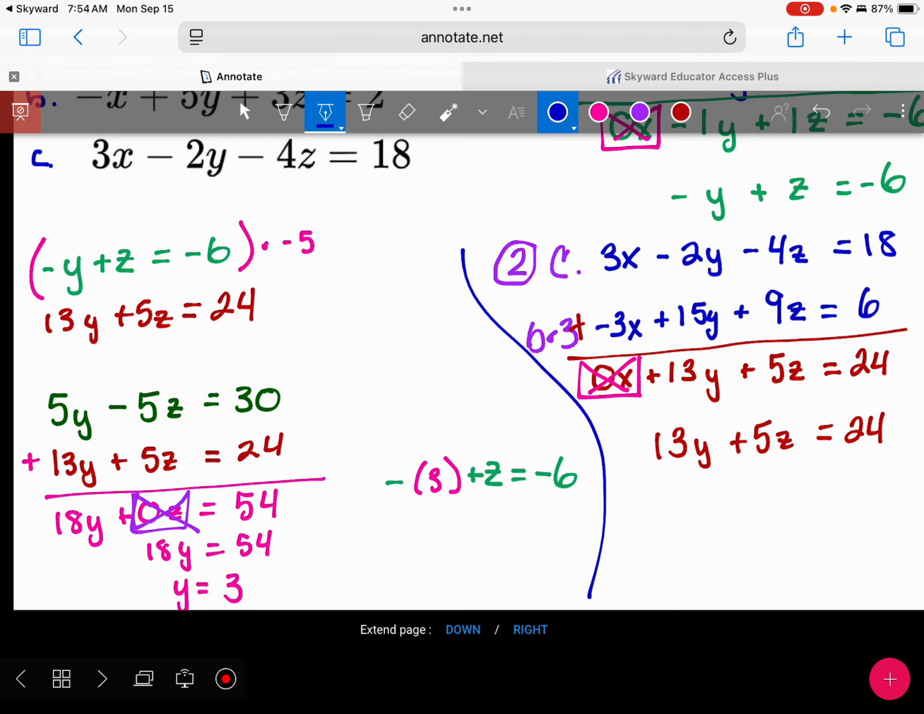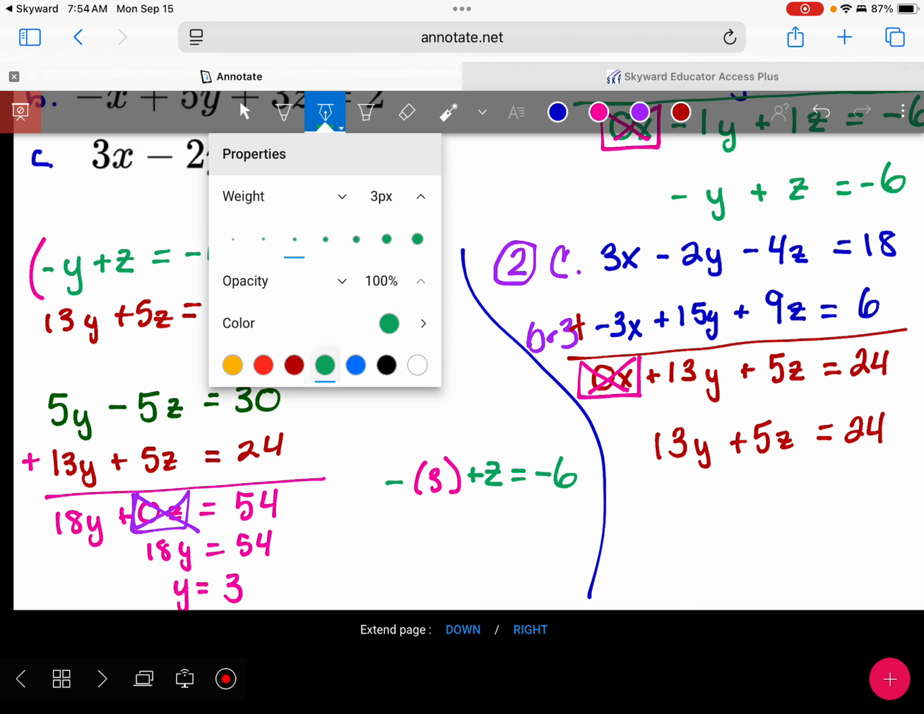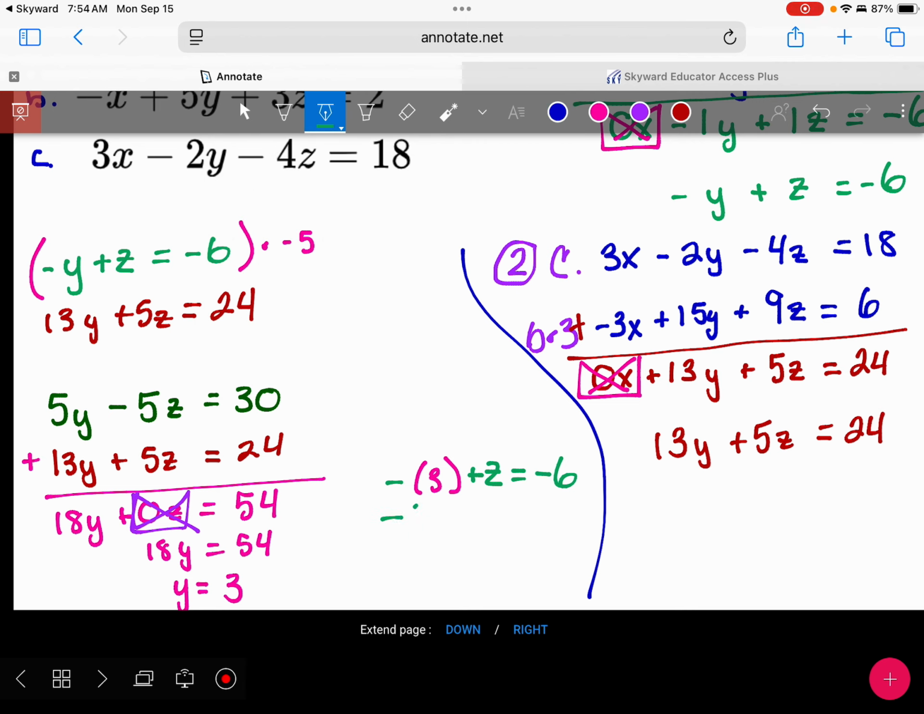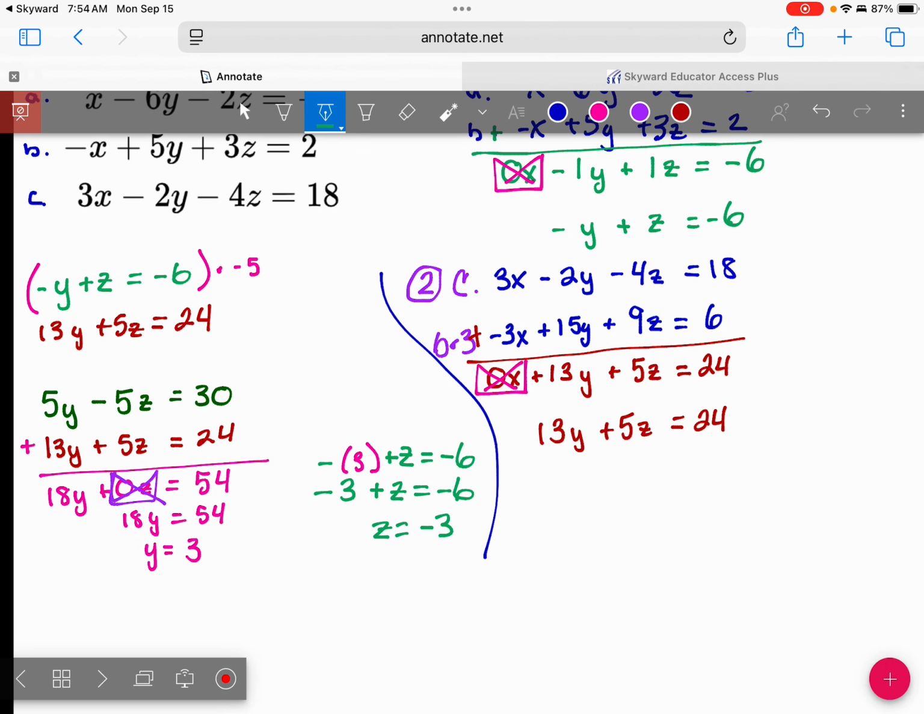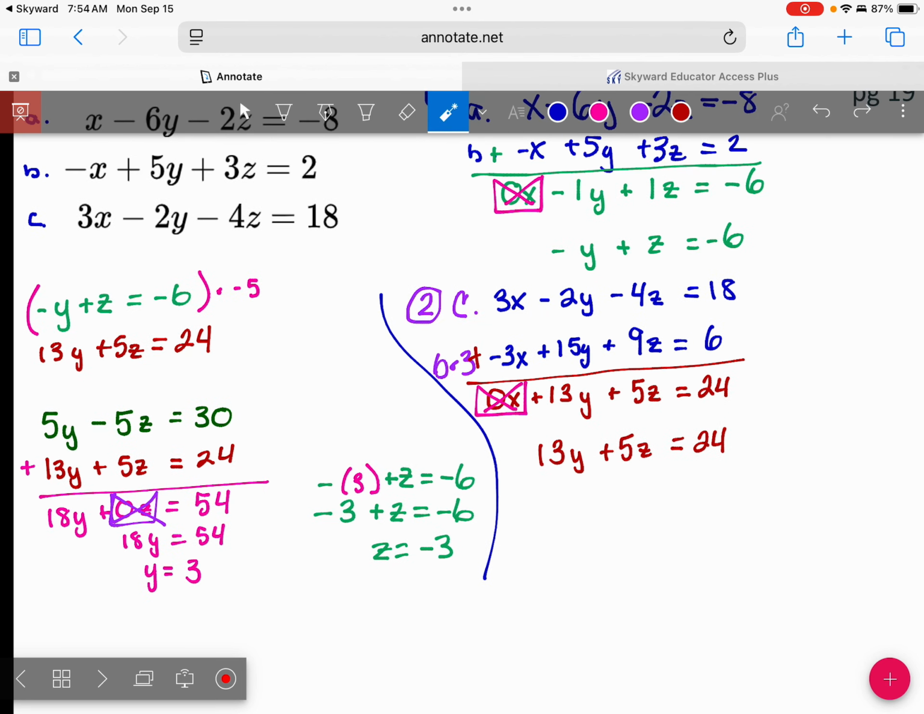So that's going to give us negative 3 plus z equals negative 6. So if we add 3 to both sides, we get z equals negative 3. So now I know my y and I know my z. We got to figure out x.